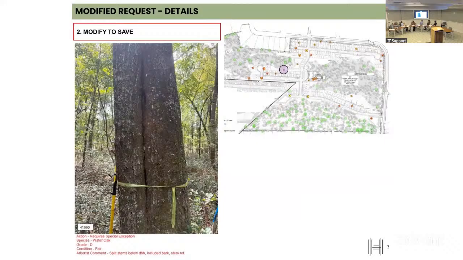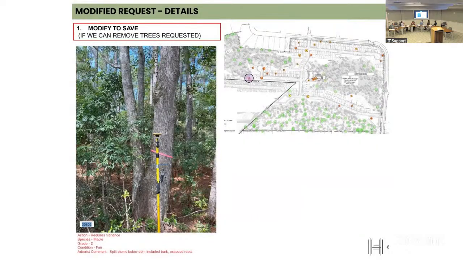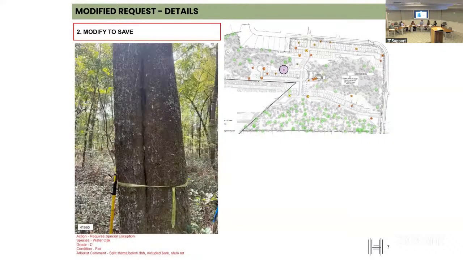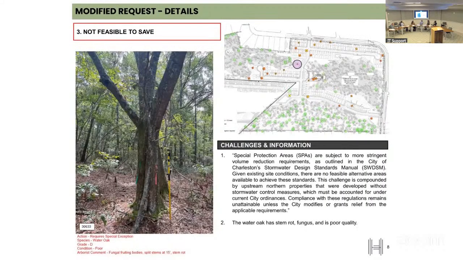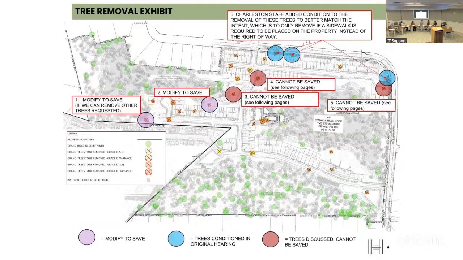So tree number 2, you just approved for removal, a special exception. The purple one that you just pointed at is a water oak. Tree number 1 that he proposed to modify and save is a maple, so that's a variance. It's a double trunk, it's just that close. The last one is not feasible. That's a water oak in the pond, that's a special exception. Didn't we just approve to have number 2 removed? That's a special exception tree, yes. Yeah, well, our intent is to keep that. They want to keep it.